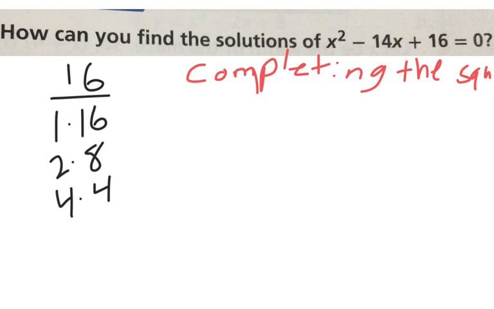So here's how we're going to complete the square. We're going to start by copying our problem down, but we don't want to put the plus 16 yet. So you see I've got x squared minus 14x. Then we're going to be adding something.